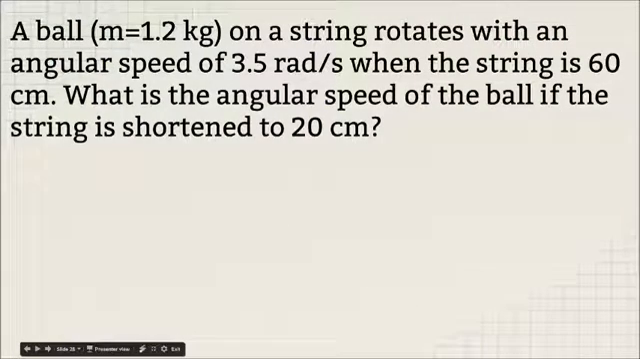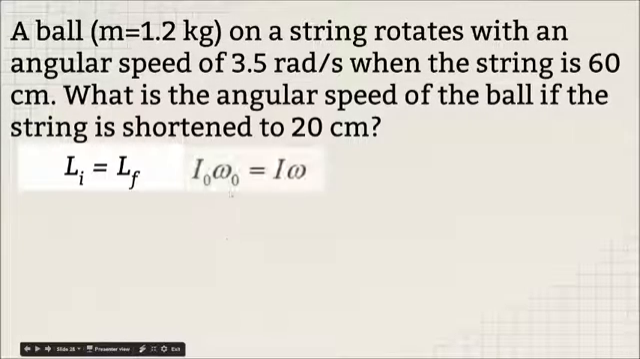Okay, we've got one more example. We have a ball that's 1.2 kilograms. It's a heavy ball on a string and rotates with an angular speed of 3.5 radians per second when the string is 60 centimeters. What's the angular speed of the ball if the string is shortened to 20 centimeters? So this is the direct calculation of the conservation of angular momentum, where the initial angular momentum equals the final. So we can take the I omega at the beginning equal to the I omega at the end.